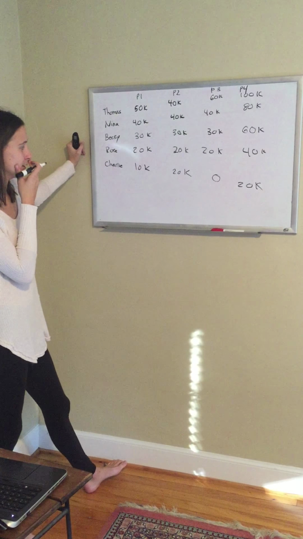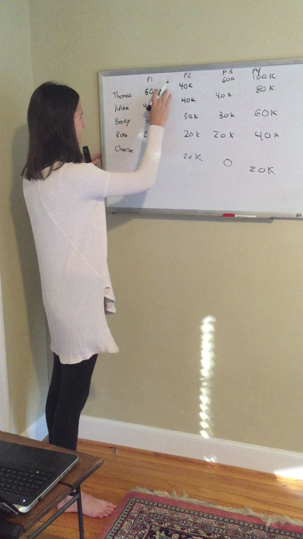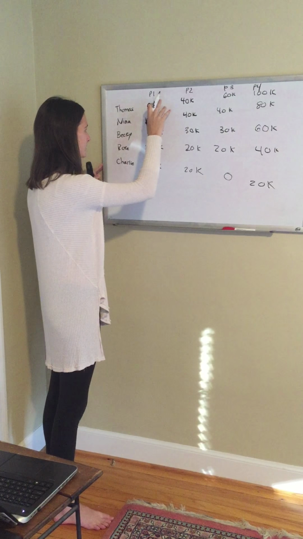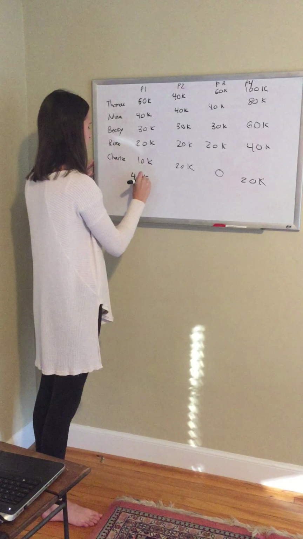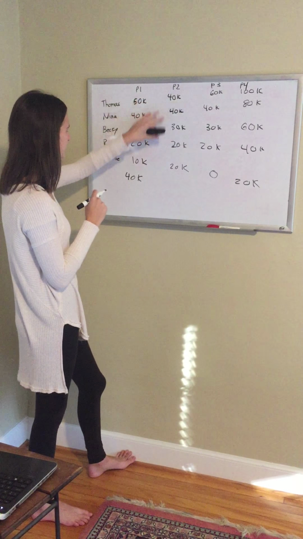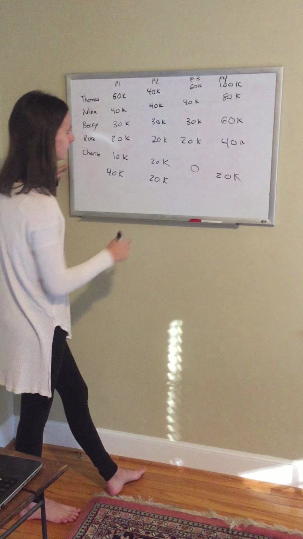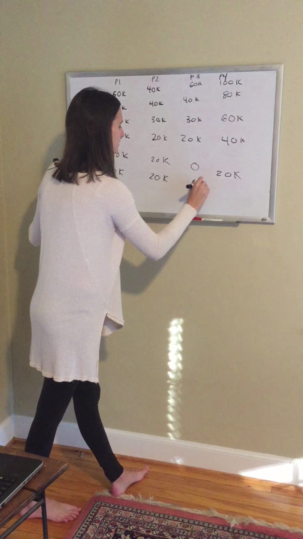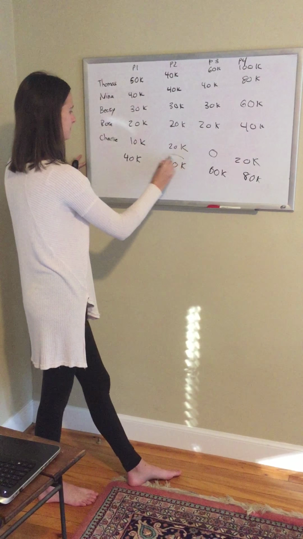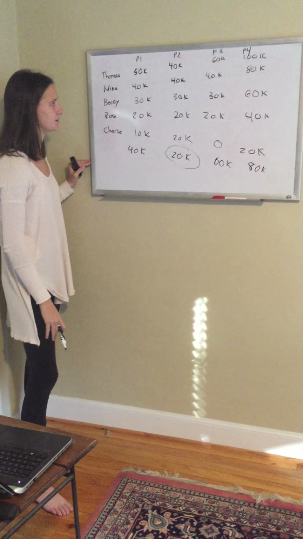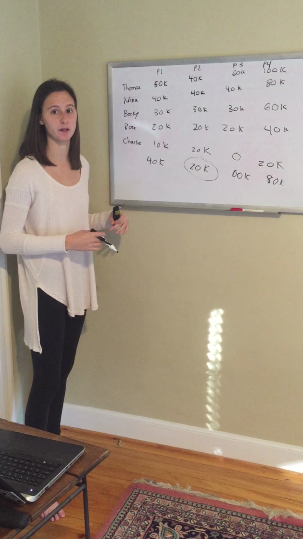So we're trying to figure out which period represents the lowest Gini coefficient. So let's take the first period. Let's say the difference between the highest value and the lowest value is 40K. For period 2, the difference between the highest value and the lowest value is 20K. For period 3, it is 60K. And for period 4, it is 80K. So this means that period 2 would have the lowest Gini coefficient because it has the least income inequality.